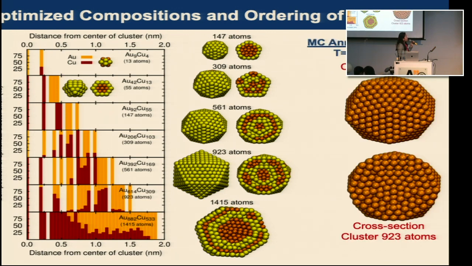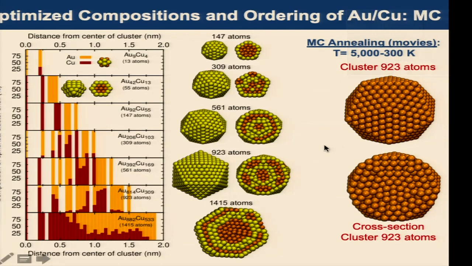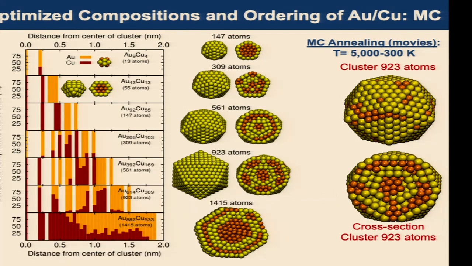And we construct neural network potentials and use them with Monte Carlo simulated annealing. I hope I can show you how our neural network potential optimizes the structure. The top one is the whole particle, and below is just the cross section. This is the Monte Carlo annealing movie, where we start from hot, 5,000 Kelvin, and anneal to 300 Kelvin. And this is the result that we get.